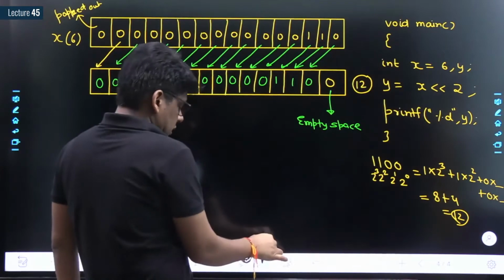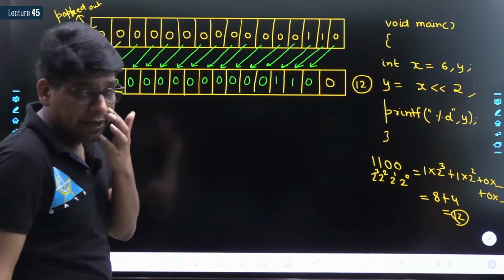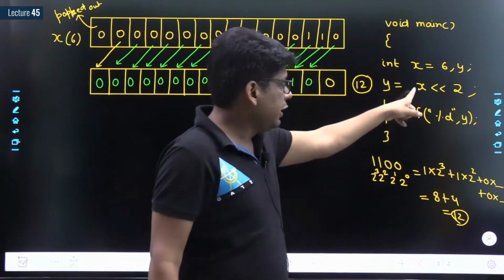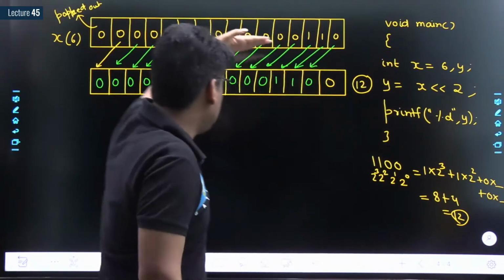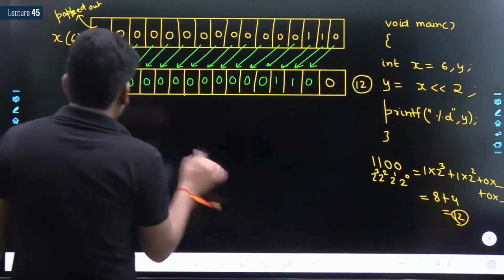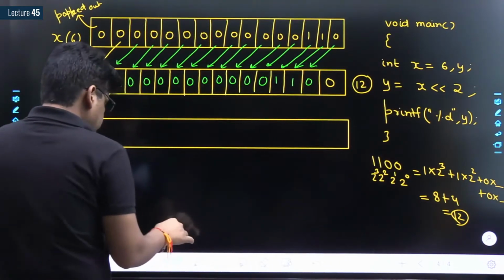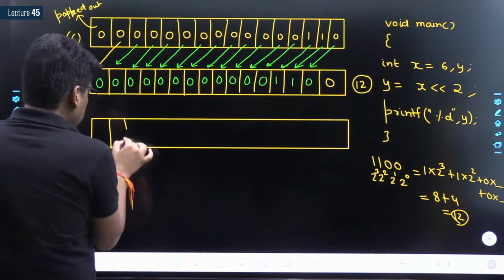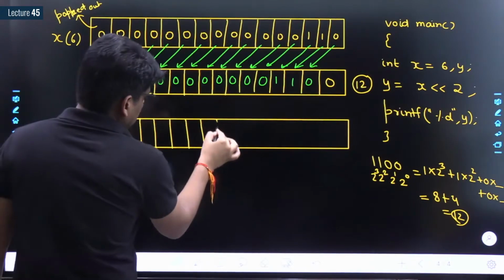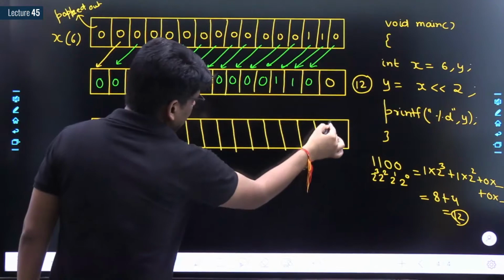Now, sir, we need to fill empty spaces by 0. Sir, we need to shift it one more time because we need to shift 6 two times. So, after shifting it one time, the result is this. Sir, let me shift it one more time. 1, 2, 3, 4, 5, 6, 7, 8, 9, 10, 11, 12, 13, 14 and 15.